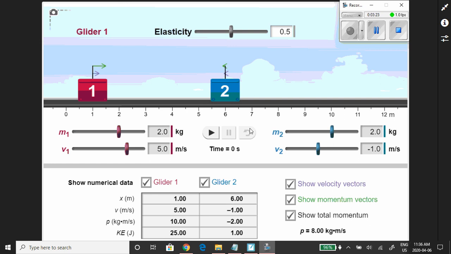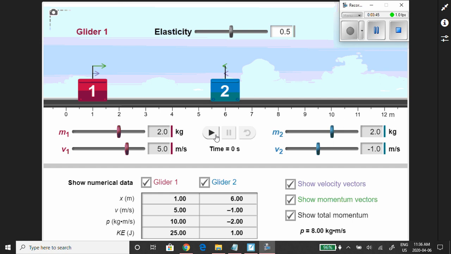So I'm going to set up an inelastic collision here, and you notice the elasticity is now 0.5, and we notice everything stays the same. The kinetic energy is still 26 joules before the collision, just like before. The momentum is still 8 kilogram meters per second before the collision, but something very different is going to happen.